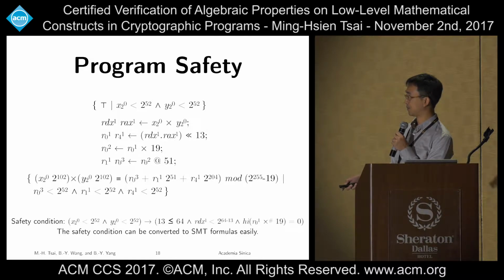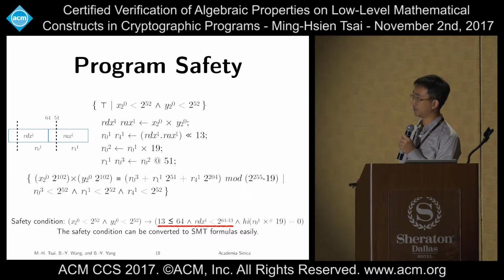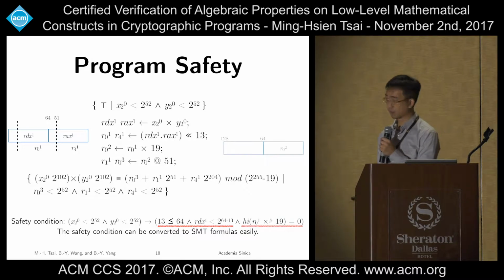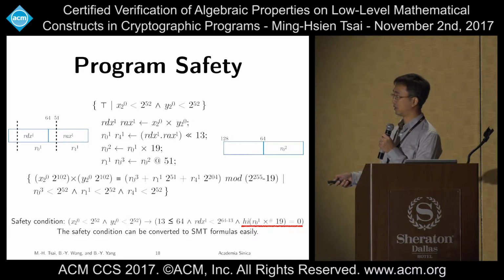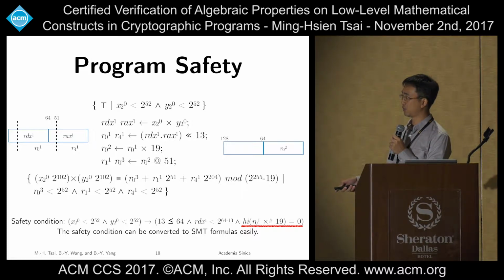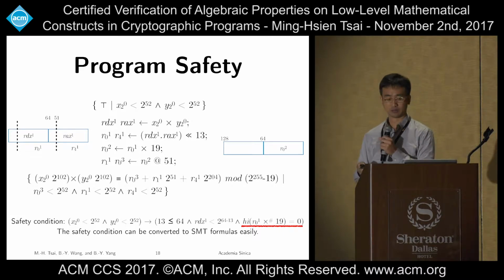So here, RDX1 should be smaller than 2 to the power of 51, so it will contain only the low bits. And then we also require that it will not shift too many bits, so it should be smaller than the word size 64. Then for this multiplication, it will not overflow if the higher 64 bits of the full multiplication are 0. So it is represented by this formula: the full multiplication and the high part should be 0. Again, this expression only involves bit vector operations, and it can be easily translated to SMT formulas.